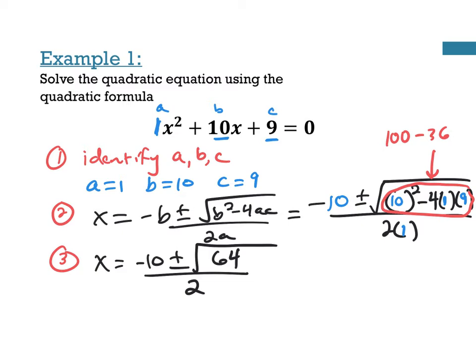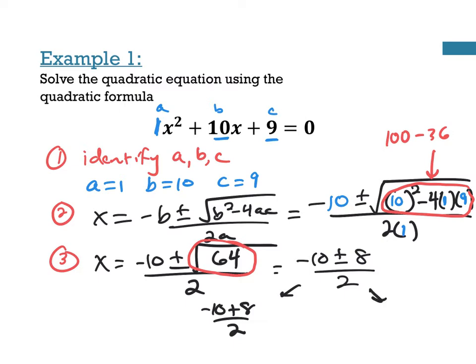And notice the square root here is a nice square root. In fact, the square root of 64 comes out nicely. The square root of 64 itself is 8. And so that becomes negative 10 plus or minus 8 all over 2. And when you get to this step, this is where we split up that plus or minus part of that formula. And so one answer is going to be negative 10 plus 8 divided by 2, and the other answer here is going to be negative 10 minus 8 divided by 2.